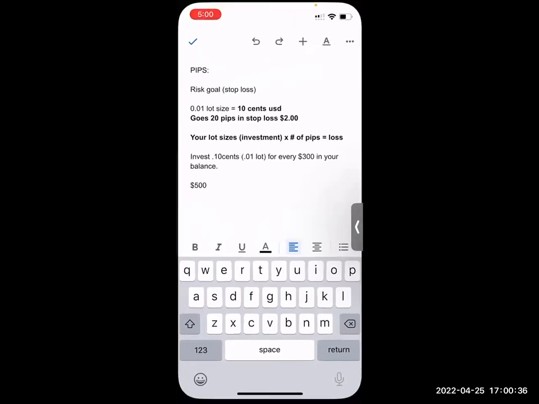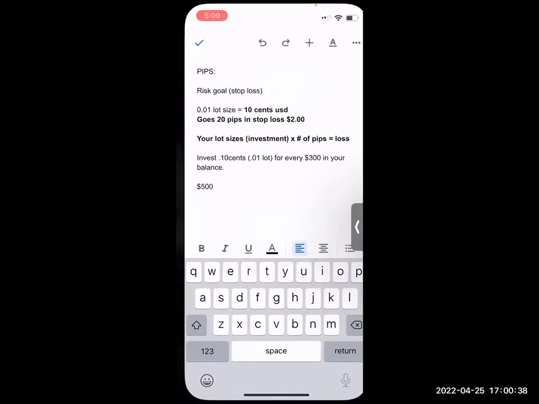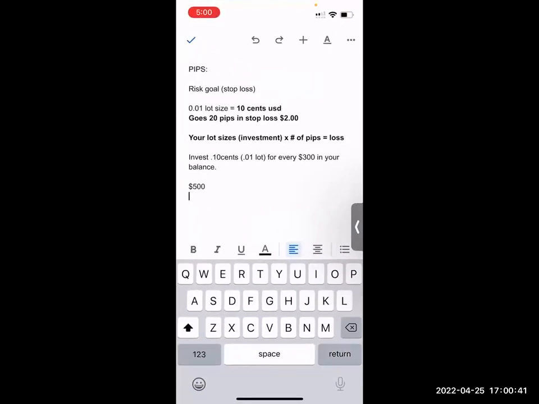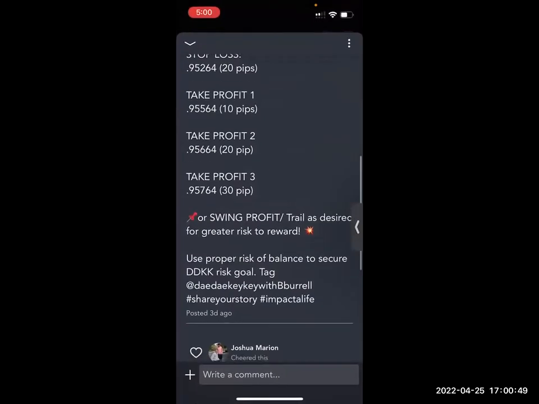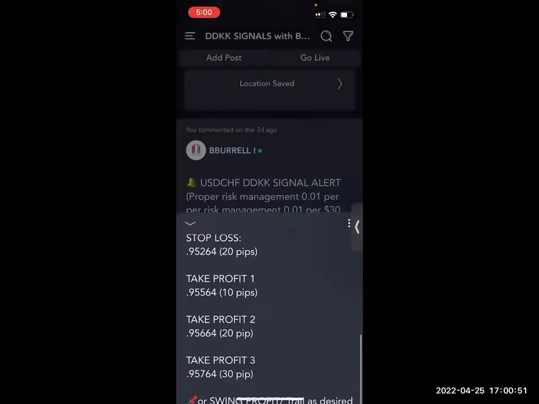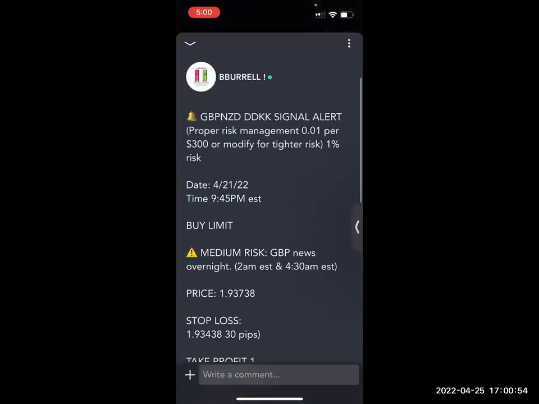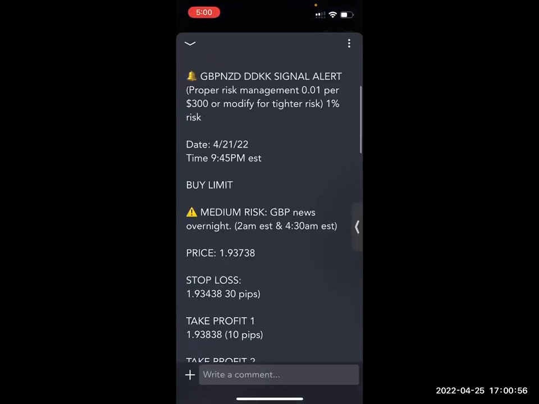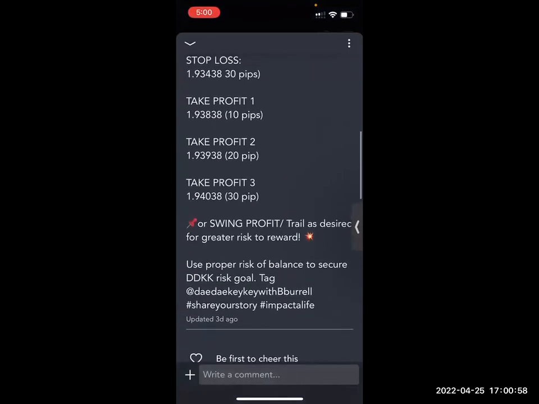Because remember, if I put 20 cents in, now my risk changes. This is the formula: 20 cents times the number of pips, and it's always going to tell you the number of pips for your stop loss. So that one says 20 pips. Let's see if I can find another one. This was a medium risk. All right, this is 30 pips.